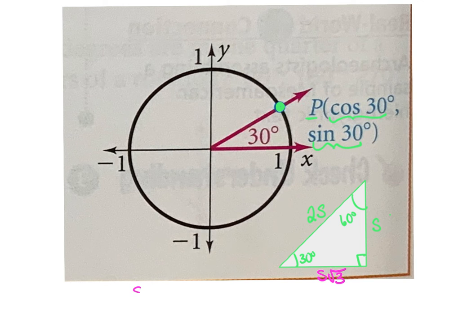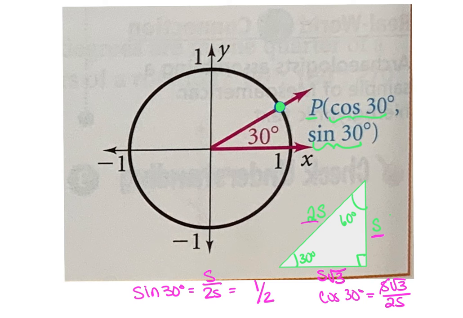So then my sine of 30 degrees should be my opposite over my hypotenuse. S over 2s, which reduces to 1/2. Sine of a 30-degree angle is always 1/2, by the way. Always. Cosine of a 30-degree angle should be adjacent over hypotenuse. These cancel. Square root of 3 over 2. That's always my cosine of a 30-degree angle.